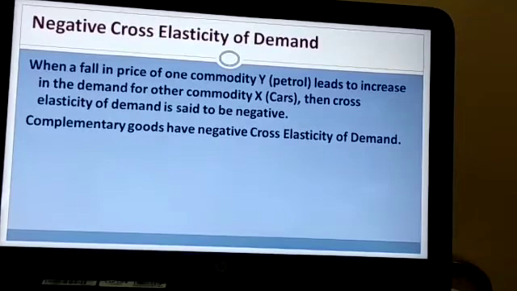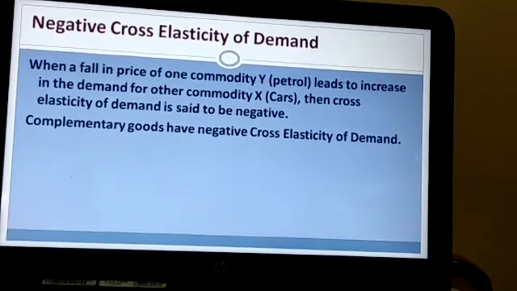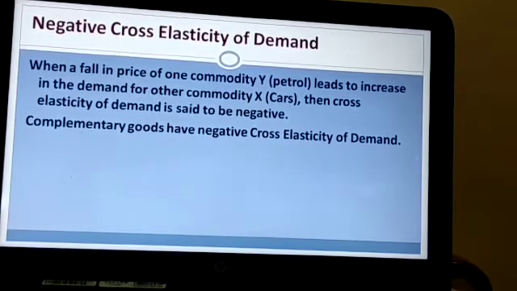We move on to negative cross elasticity of demand. When a fall in price of one commodity, say petrol, leads to increase in demand for some other commodity, say cars, then cross elasticity of demand is said to be negative. Let's discuss this. This is the case of complementary goods. Complementary goods have negative cross elasticity of demand.